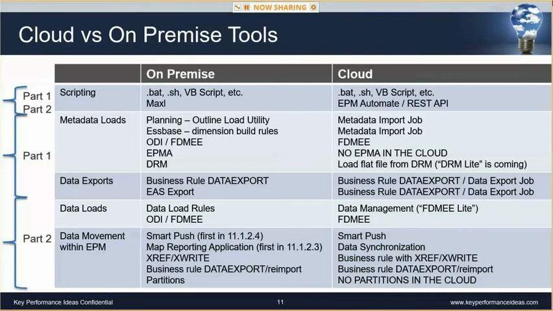You could also, in either on-premise or the cloud, do a business rule that does some kind of a data export and then re-import that. That would be a possibility. In on-premise, you also have partitions, but there are no partitions on the cloud. That's not part of the cloud functionality. But between those other options, that really should absolutely meet your needs.